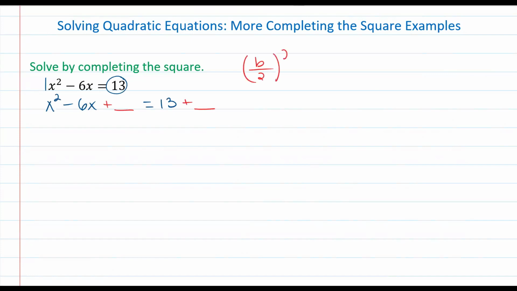So now let's figure out what value goes in that blank, and that's going to be the (b over 2) quantity squared. B in this case is -6, so it's (-6 over 2) quantity squared, which is really equal to (-3) quantity squared, which is equal to 9. So we're going to add 9 to both sides.